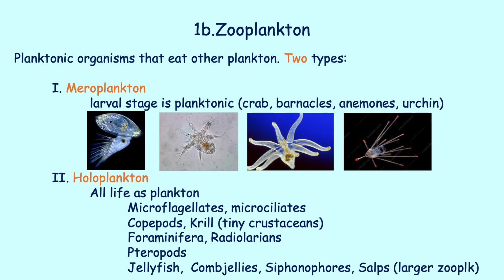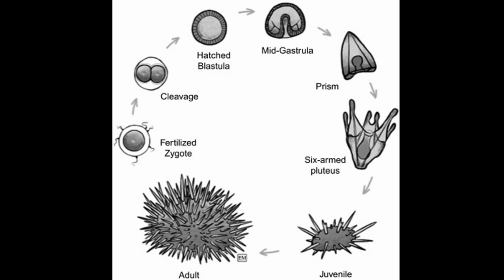The zooplankton are the planktonic organisms that eat other plankton. There are two types of zooplankton: the meroplankton, in which the larval stage of the creature is planktonic, but the adult stage is not. And examples of that would be crab, barnacles, anemones, and sea urchins. They spend their adult life as part of the benthos, but their larval stage is part of the zooplankton.